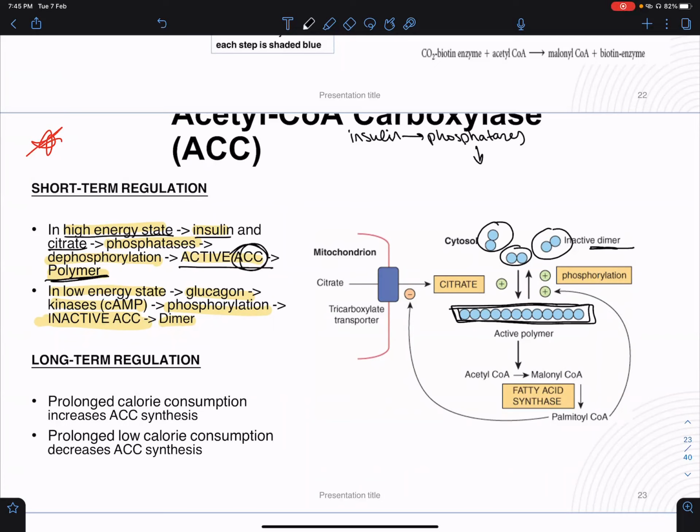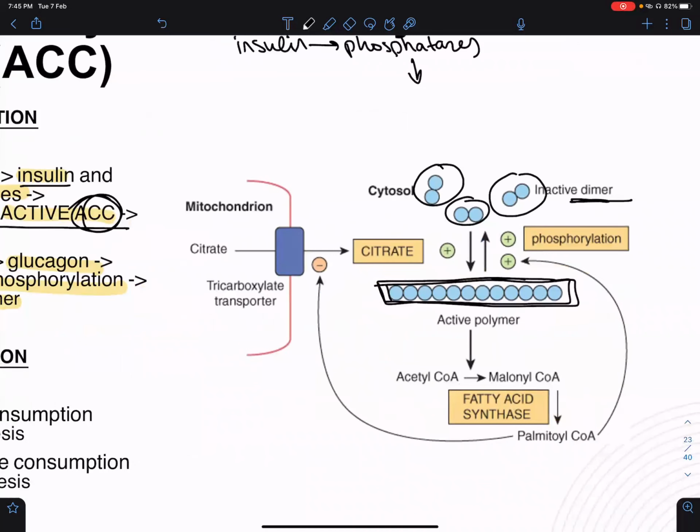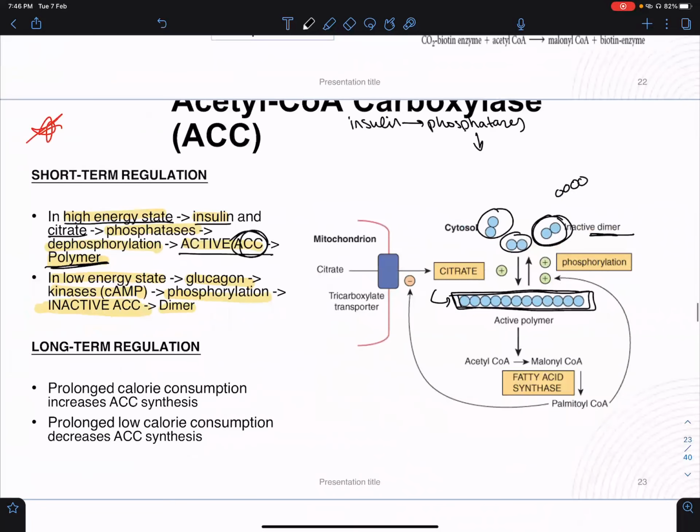Why is it like that? Because when it's dephosphorylated, the dimers come together as a big polymer. So when we want to inhibit fatty acid synthesis, we phosphorylate it, which causes it to become inactive, which causes it to be in the dimer form. Okay, that's it.